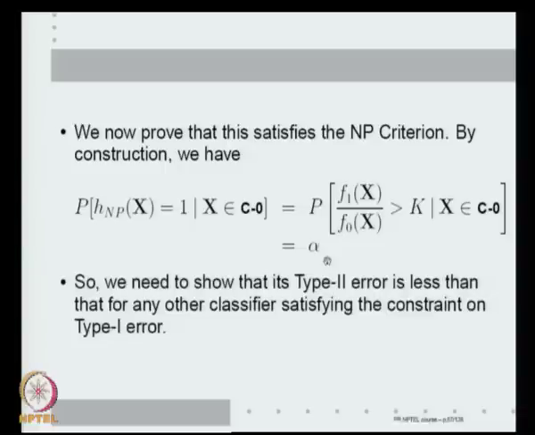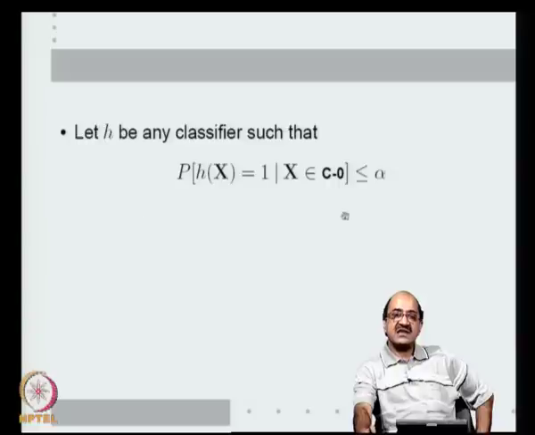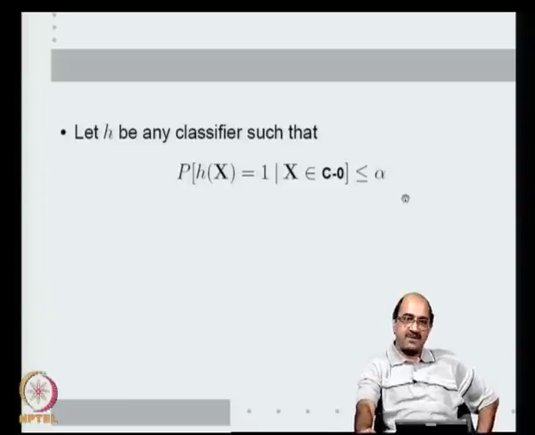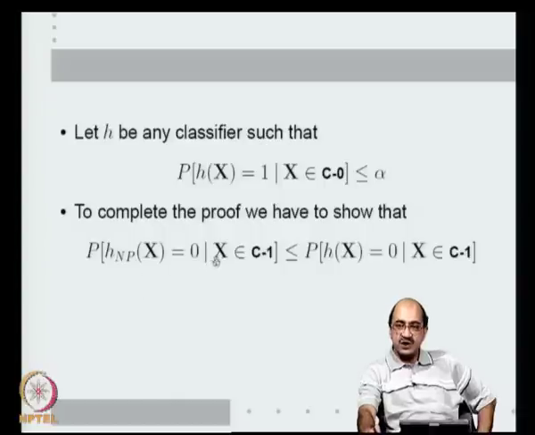Now we have to show that the type 2 error is less than that for any other classifier which also satisfies the constraint on the type 1 error. So, let us prove this. Let H be any other classifier which also satisfies the constraint on the type 1 error, that is, the probability H(x) equal to 1 when x belongs to C0 is less than or equal to alpha. Then, to complete the proof, we have to show that the type 2 error of h_NP, that is, the probability h_NP(x) equal to 0 when x belongs to C1, is less than or equal to the probability H(x) equal to 0 when x belongs to C1. This is what we will next show.